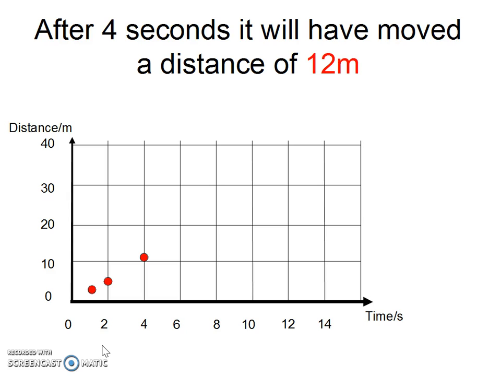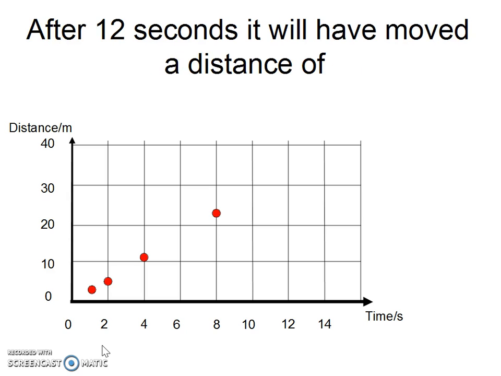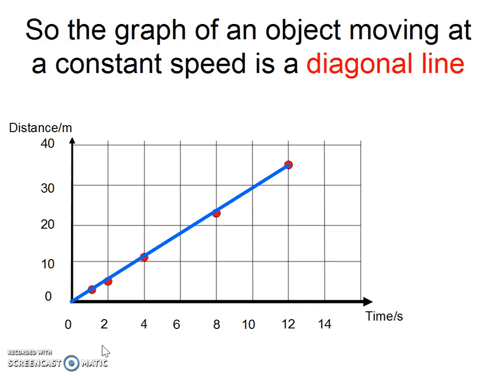So what you're doing, if it's 3 meters per second, remember that word per means multiply. So you would say 3 times the amount of seconds. In this case, after 8 seconds, 3 times 8 is going to be at a distance of 24 meters. After 12, 12 times 3, 36 meters. If you notice, there's a trend in the graph. The graph of an object that is moving at a constant speed is going to be a diagonal line. It's going to be a straight diagonal line.